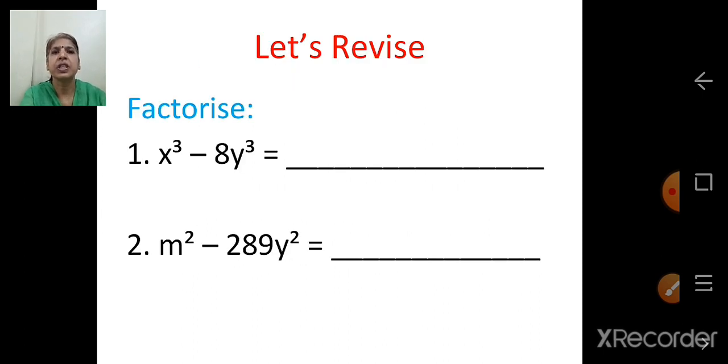So here the question is factorize. Seeing the question, you should be able to find out which formula is applicable. First one is x cube minus 8y cube. So which formula is applicable? a cube minus b cube, right? So try to do the calculations mentally and directly write the answer.